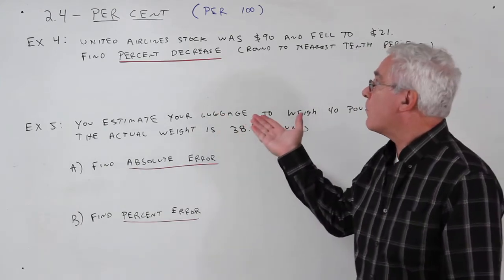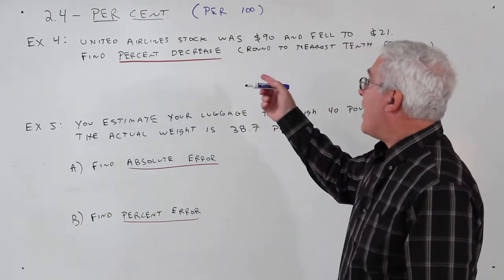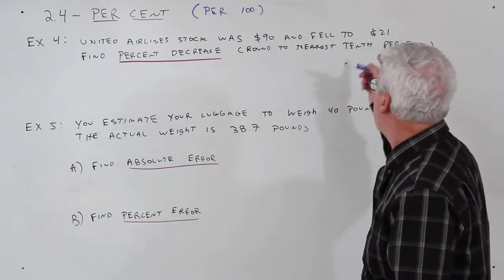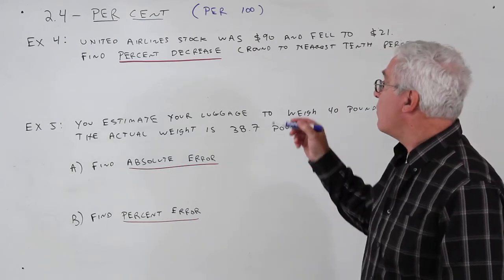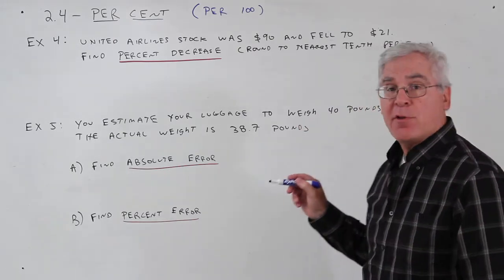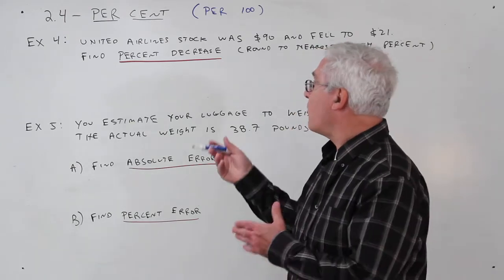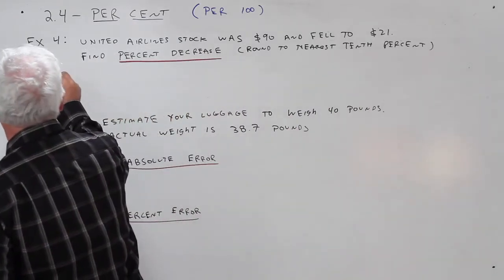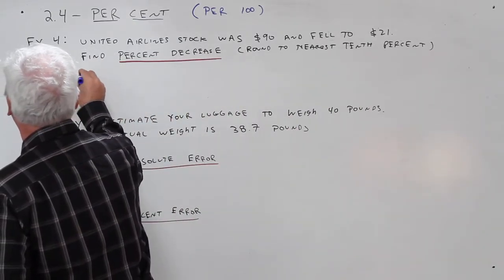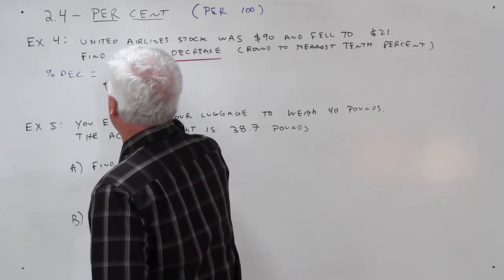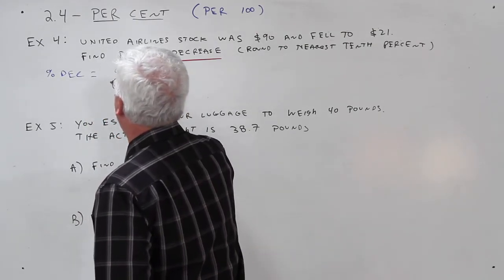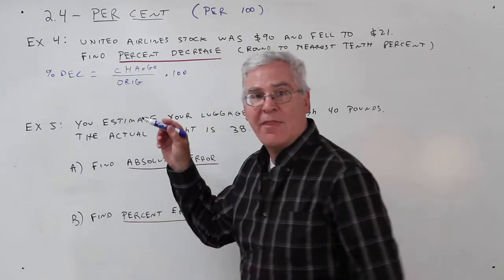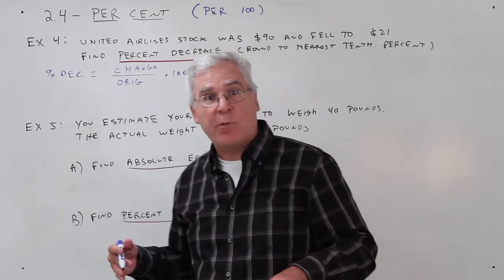Okay, 2 more examples here. Example 4. United Airlines stock was $90 before the pandemic, and at the lowest point in the pandemic, it fell to $21. Find the percent decrease and round to the nearest tenth of a percent. Percent decrease is just like percent increase, except things are going down. Once again, the formula: percent decrease equals change over original times 100.